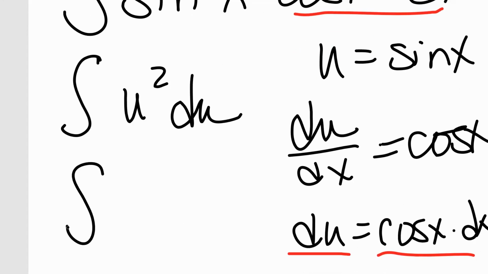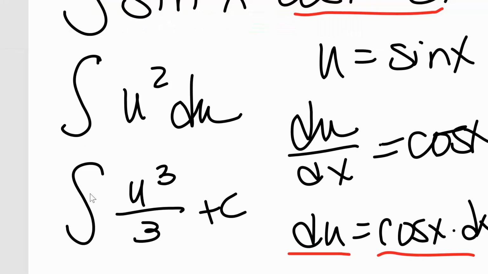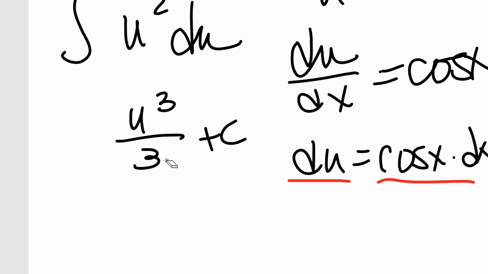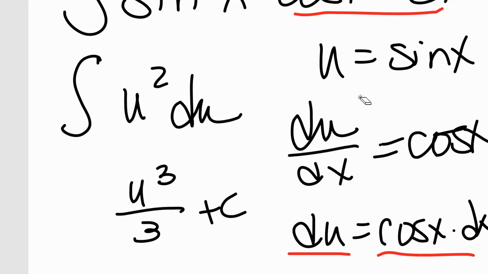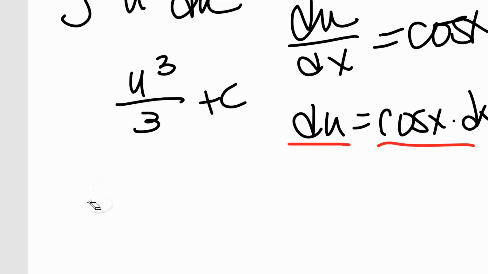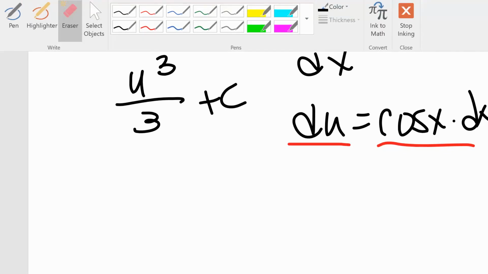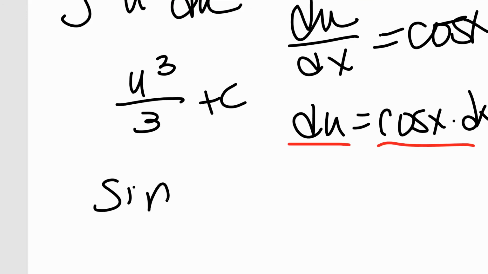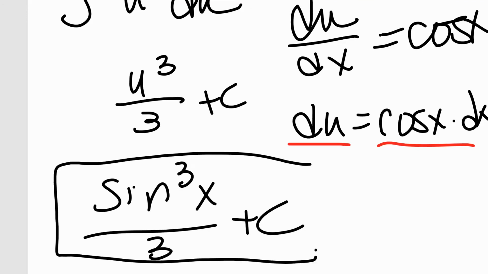So I'm going to get the integral of u cubed over 3 plus c. I'm sorry, I don't want the integral there. Add 1 to the exponent and divide by it gives me u cubed over 3 plus c. Put your u information back in. U, if we remember from up here, is sine x. So I get sine cubed of x over 3 plus c is the final answer.